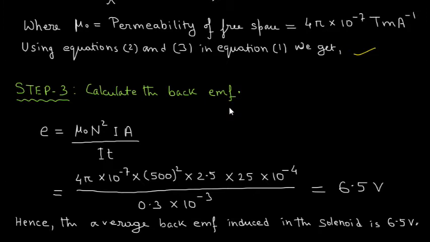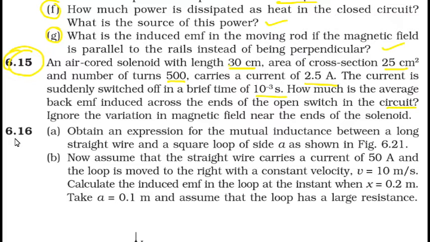Step 3, calculate the back EMF, that is E is equal to mu naught N square I A upon L t. Putting all the values, we get 6.5 volt. Hence the average back EMF induced in the solenoid is 6.5 volt. Let us see the next question.